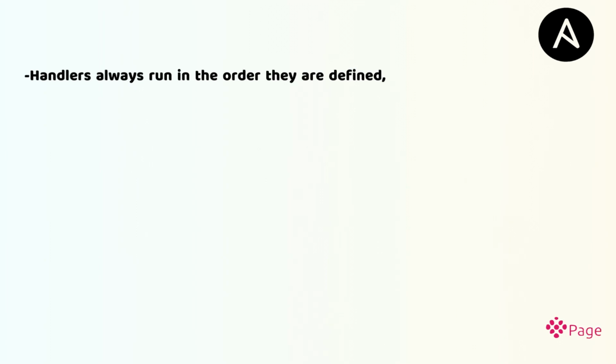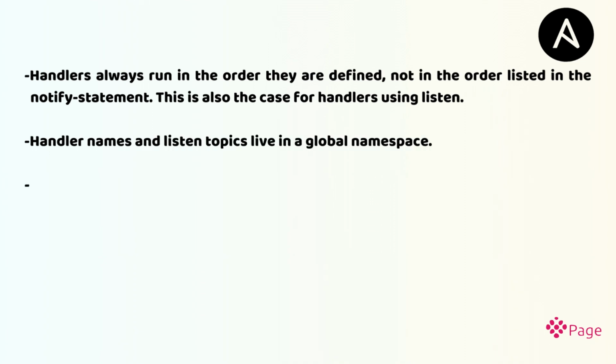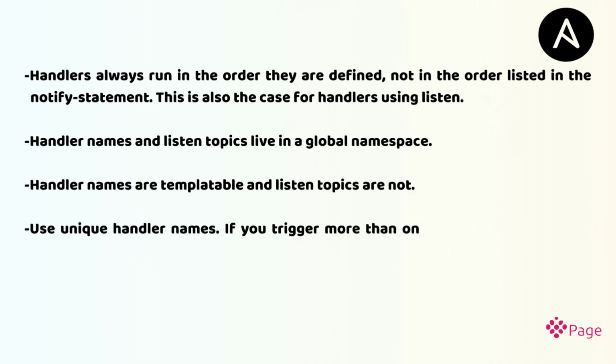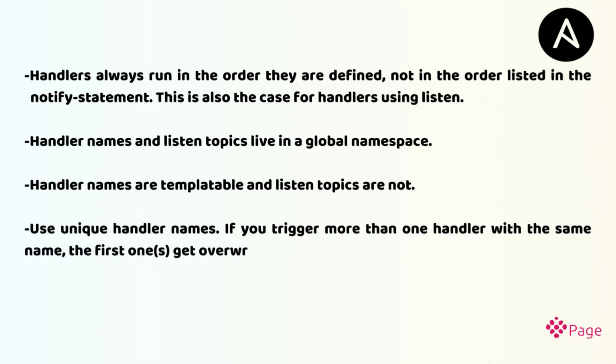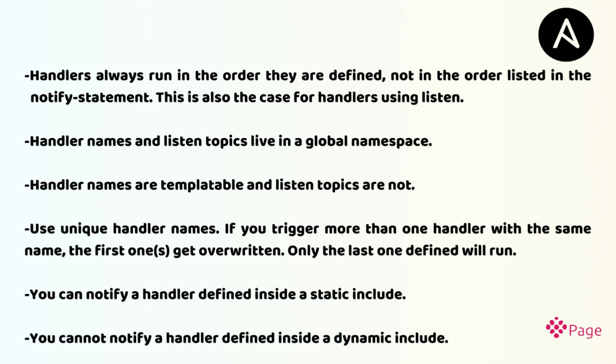Handlers always run in the order they are defined, not in the order listed in the notify statement. This is also the case for handlers using listen. Handler names and listen topics live in a global namespace. Handler names are templatable and listen topics are not. Use unique handler names. If you trigger more than one handler with the same name, the first ones get overwritten. Only the last one defined will run.